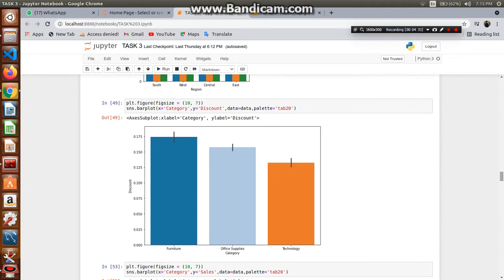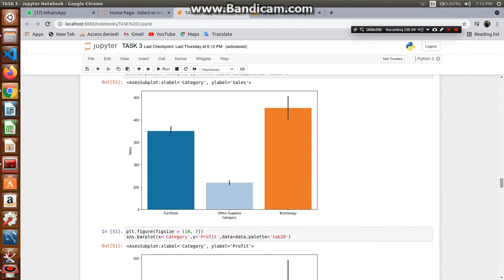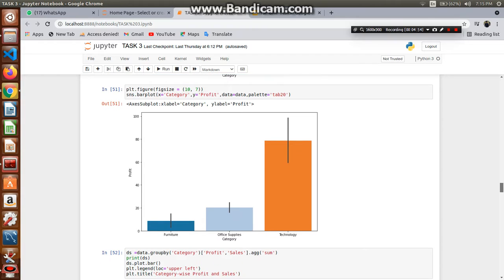After that we'll have a look at what type of product we need to give the most number of discounts on. On furniture we give the most number of discounts, so it isn't profitable, and we need to cut it in order to curb the losses. After that, what gives us the most number of sales? Technology gives the most number of sales. So we need to have a look at technological products and increase them in order to get more profit.